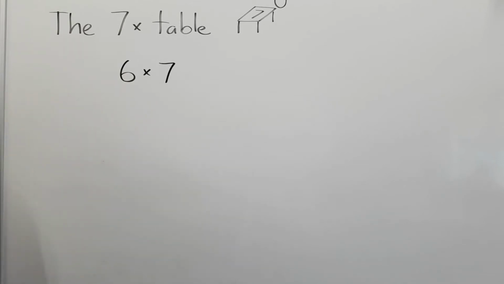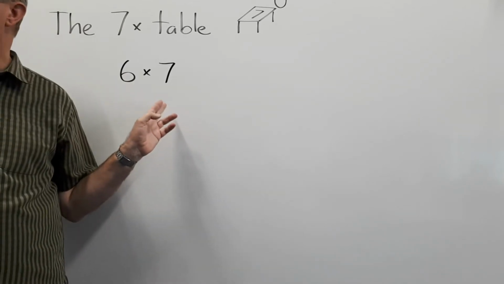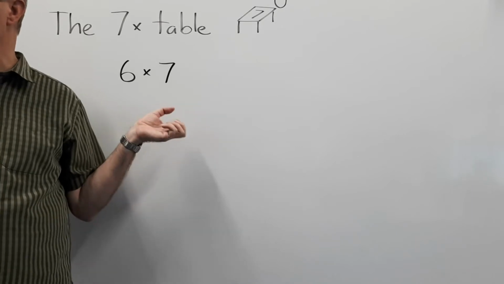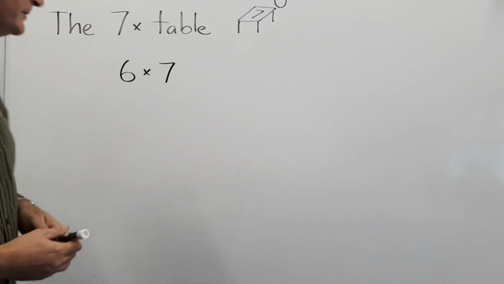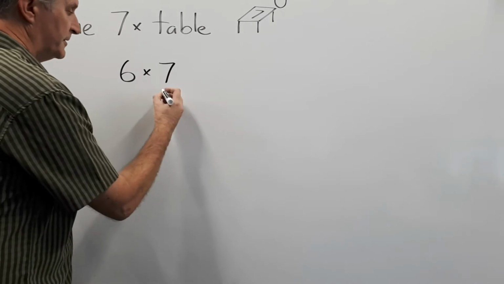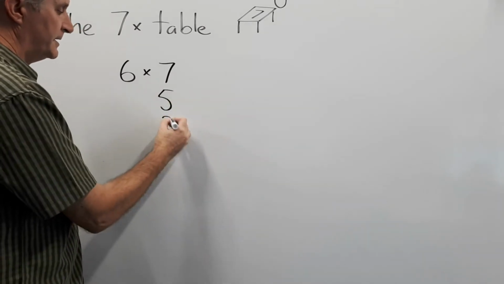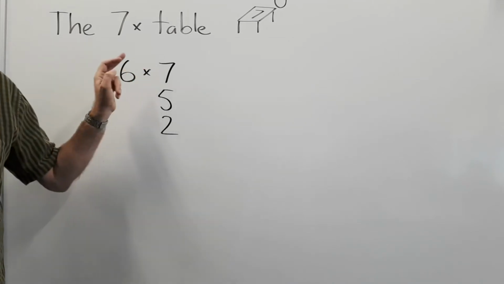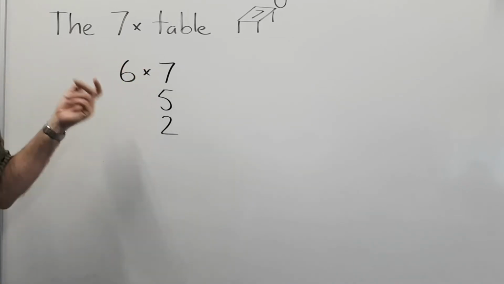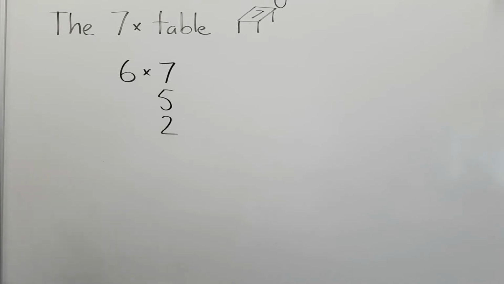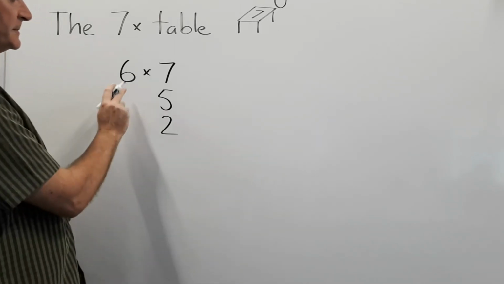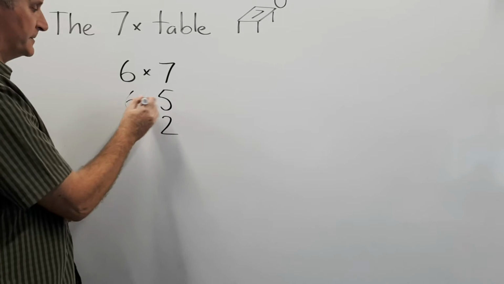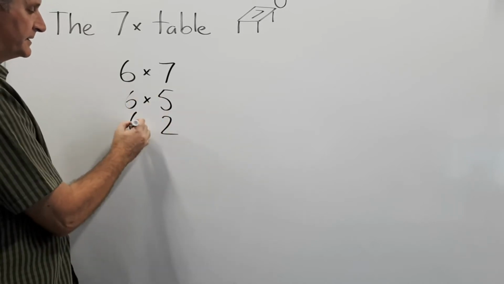Now, the nice thing about the 7s is that it is made up of 2 times tables that you know really, really well. You know your 5 times tables really well. You know your 2 times tables really well. And you'll notice that 5 plus 2 equals 7, right? You've seen that before? Yeah? Okay, so if you are stuck, I can split this into 6 times 5 and 6 times 2.